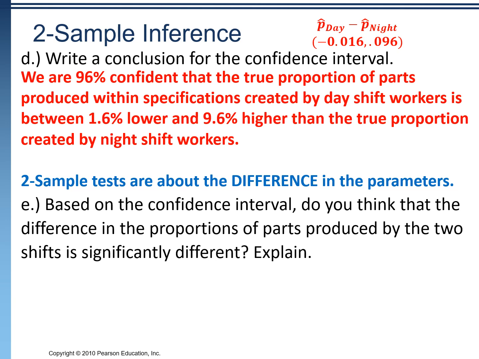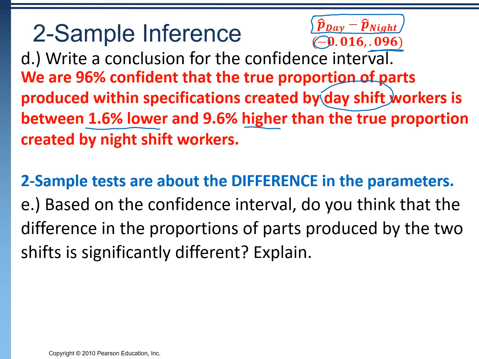When we write this out, we're going to keep the order that we used to create that interval. So when we created the interval, we did day minus night. So we're talking about the day shift workers in relation to the night shift workers. This first percentage is lower because that one is negative. The second one's higher because that one is positive.